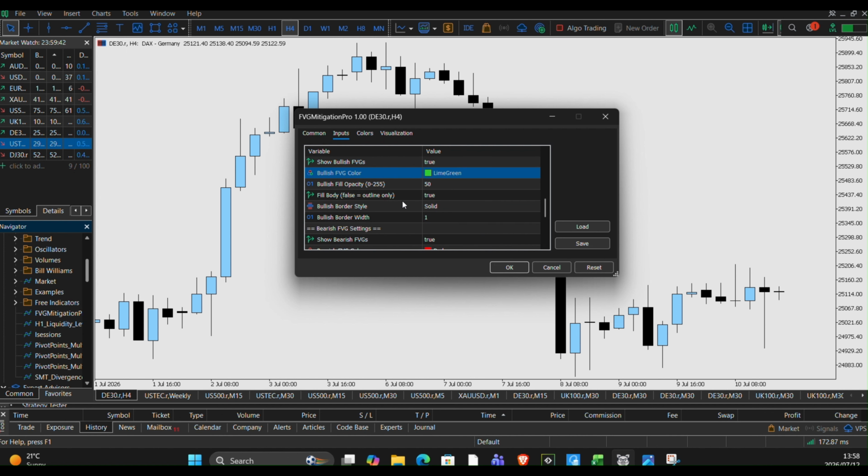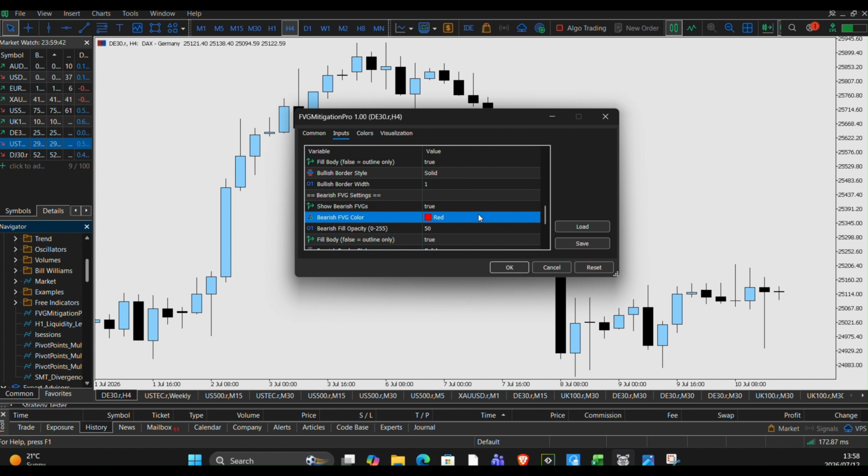Just for these purposes. And then you can choose to fill the body or have it as an outline. In this case, I'll keep the body filled, but you can do whatever you want here, however you prefer your fair value gaps to be drawn. Then the bullish borders and styles, you can change that to a dot or whichever, make the thickness higher. Whatever you want, fully customizable.